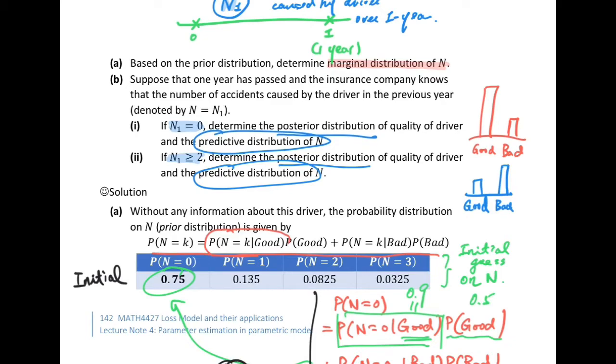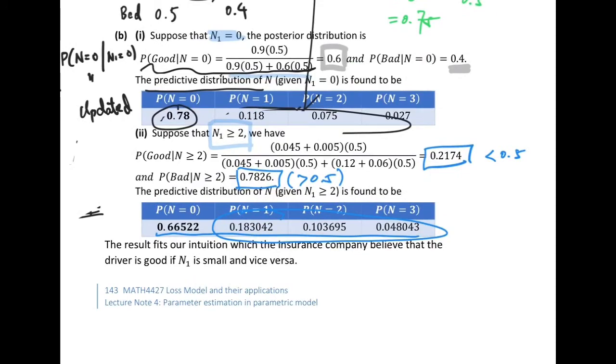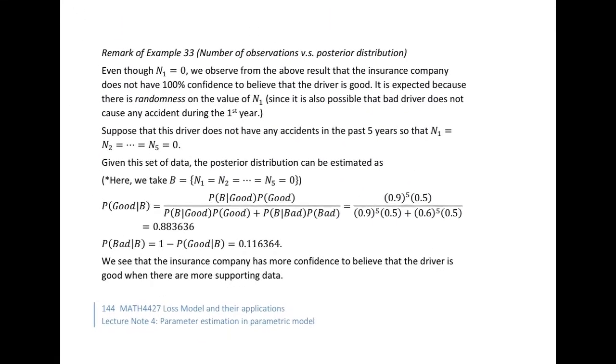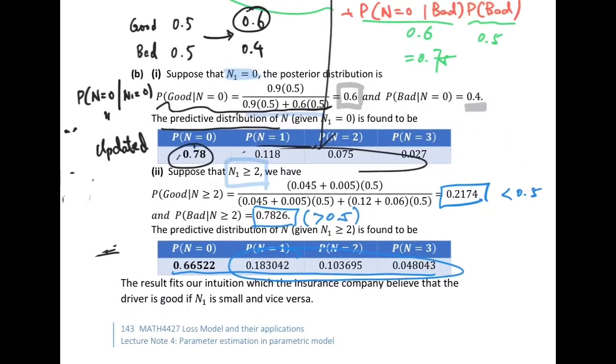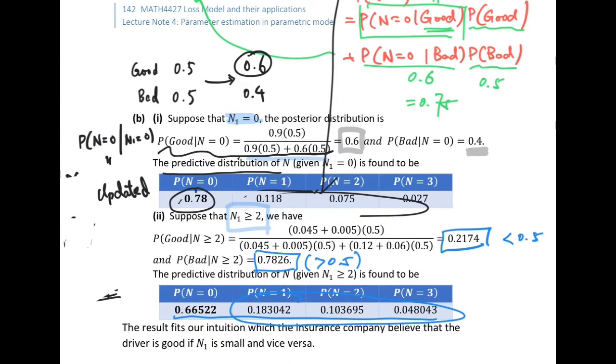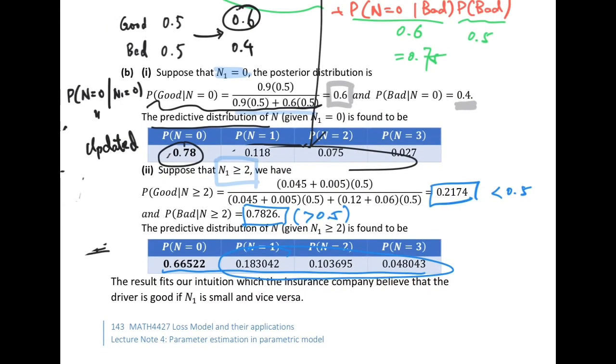Okay, so this is example 33. And here, I also want to bring out one interesting remark about this example. It will be regarding the number of observations versus the posterior distribution. In the early example, we see the insurance company can use what it observed to update the belief. In the early example, we did the updating based on the observation in the past year, meaning you only have one data.